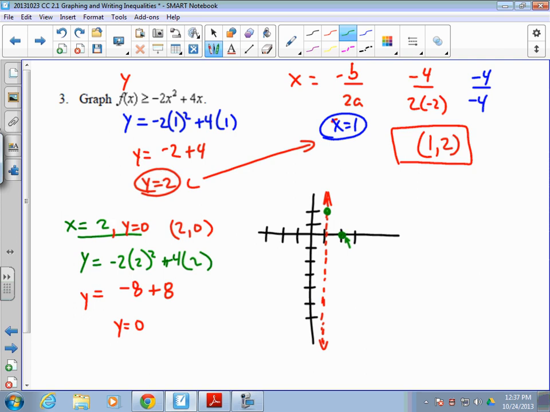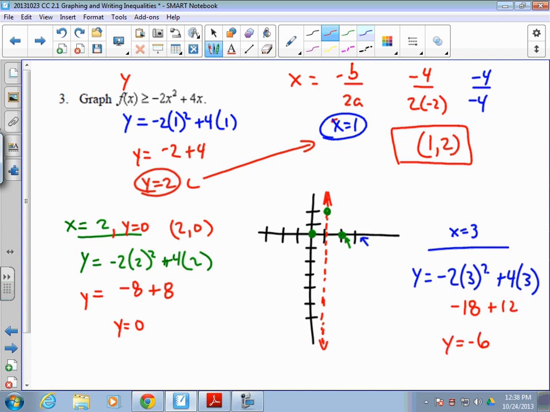And again, go over 1. That's 1 to the right. Go over 1 to the left and mimic it on the other side of the line of symmetry. And one more point to the right will be x equals 3. So y equals negative 2 times 3 squared plus 4 times 3. 3 squared is 9 times negative 2 is negative 18. 4 times 3 is plus 12. So y equals negative 6. So when x is 3, y is negative 6. So your ordered pair would be 3, negative 6.